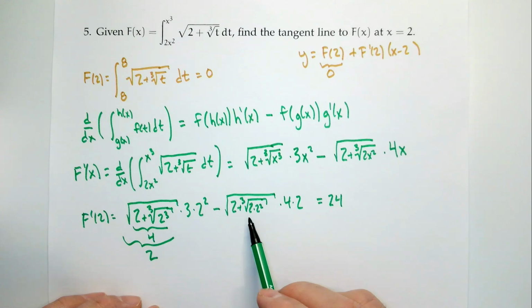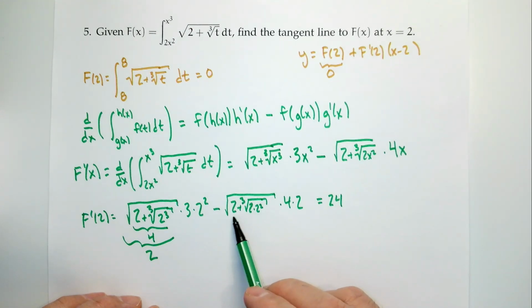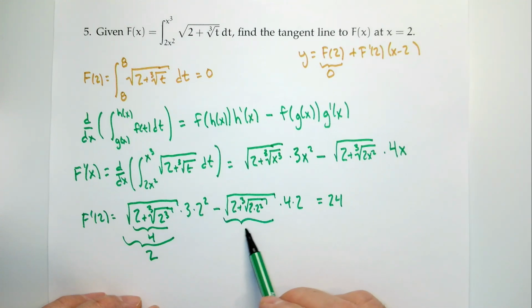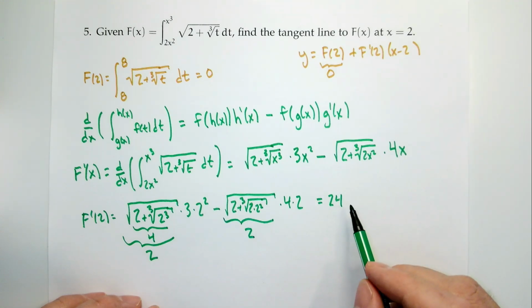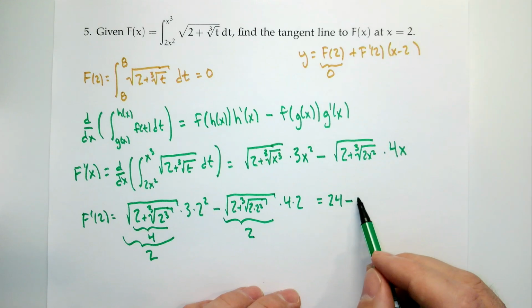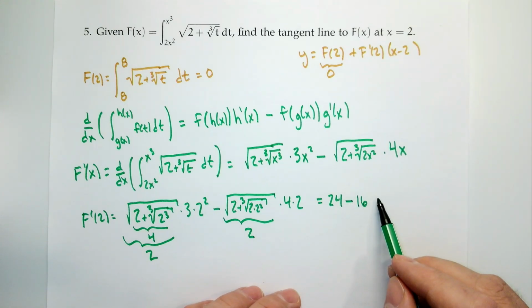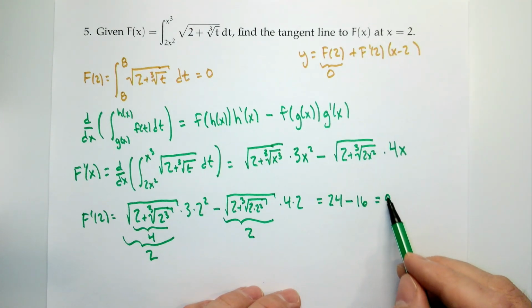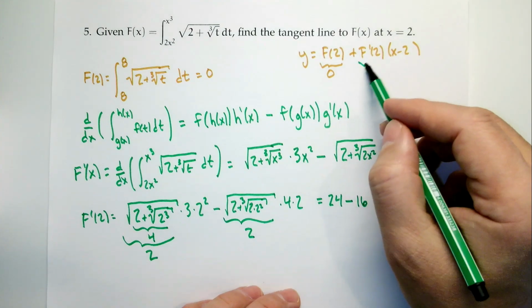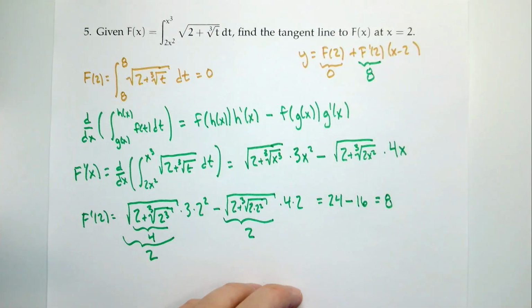In the second part, again, 2 times 2 squared is 8. Cubed root of 8 is 2. 2 plus 2 is 4. Square root of 4 is 2, times 4 times 2. So that's minus 16, which is 24 minus 16 is 8. So this part is 8.